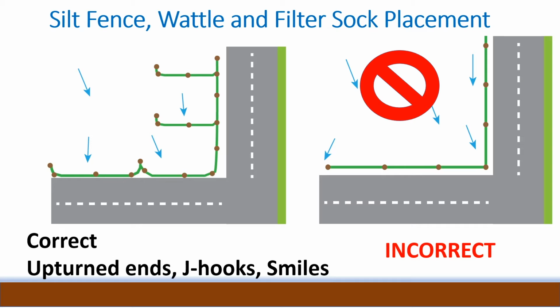The steeper the slope, the closer the silt fence, wattles, or socks should be spaced. Larger diameter wattles and filter socks should be used on steeper slopes. The incorrect method is shown on the right, with long runs of silt fence that are not placed on the contour and they don't have upturned ends.